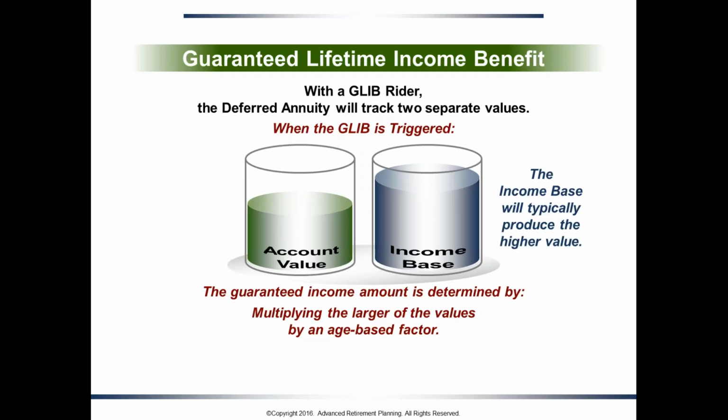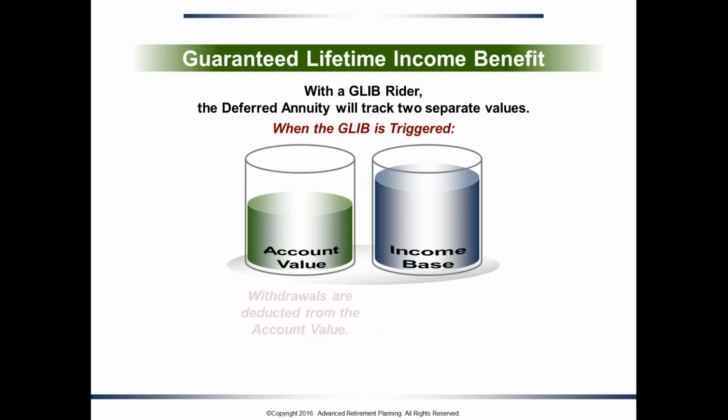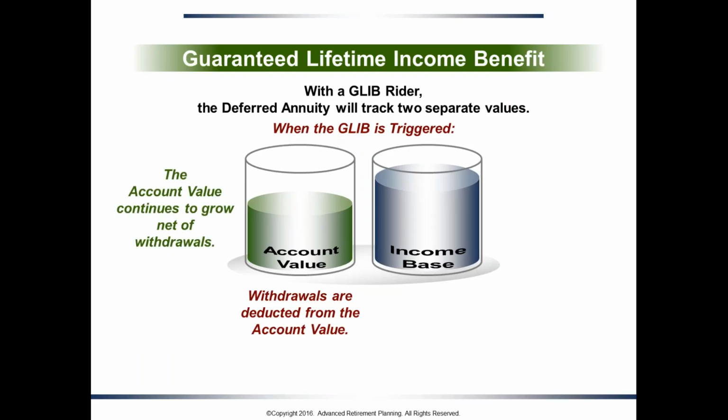Okay. Can the account value increase more than the income base? It's theoretically possible. It's never happened in history. So once we determine what the annual income guarantee is going to be, and that's determined using that income base and the age-based factor and all of that, once the income begins, those annual income withdrawals are deducted from that account value side. In other words, this income base has pretty much served its purpose.